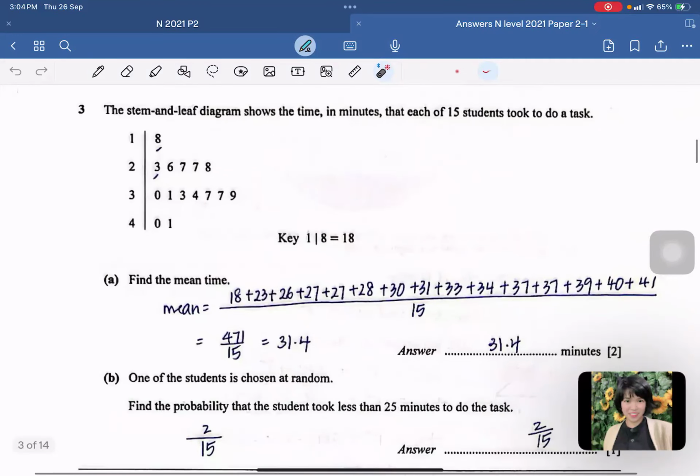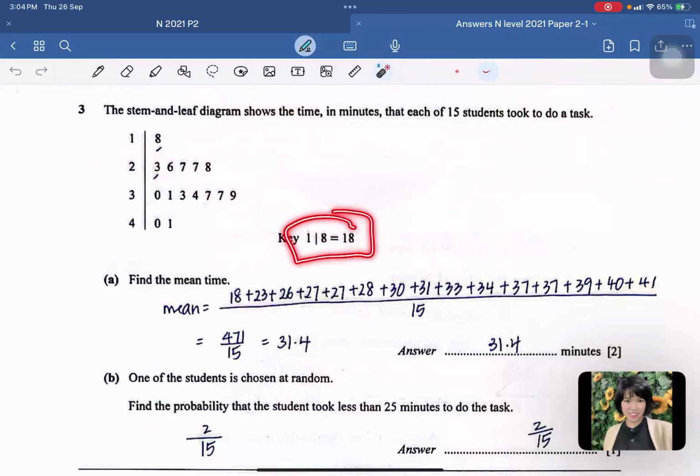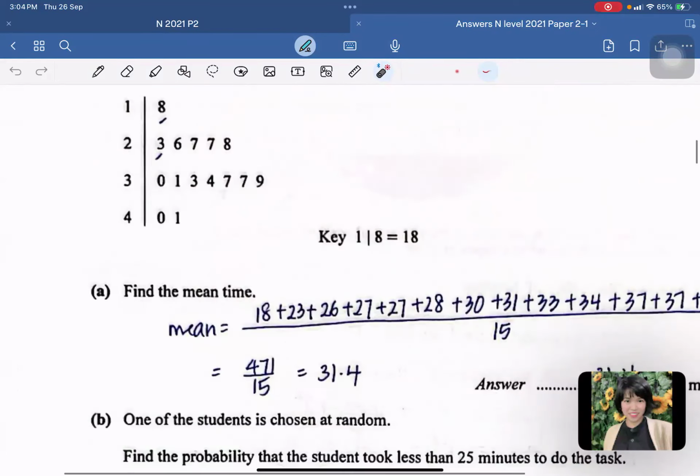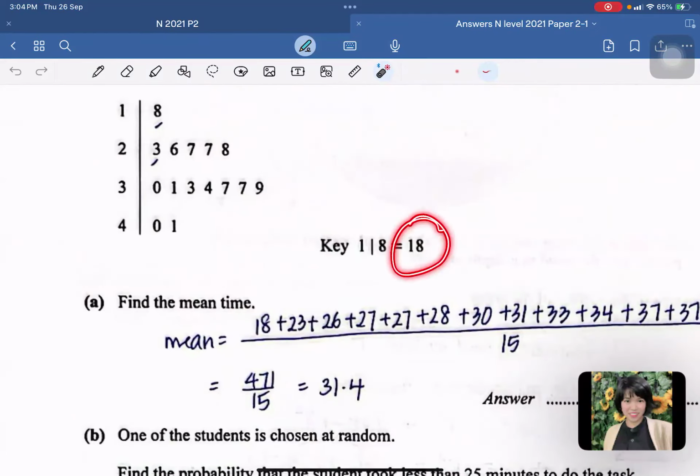Okay, question 3. Usually for stem and leaf diagram, they seldom ask mean, but this time around they really ask mean. So what you need to do is add up the individual data, 18, 23, 26, 27, 27, 28, and so on and so forth. But sometimes you take note to read the key. Sometimes it may be like 1.8, there might be a decimal place, or it's 18,000, or whatever. So you also need to take note to read the key on its own.